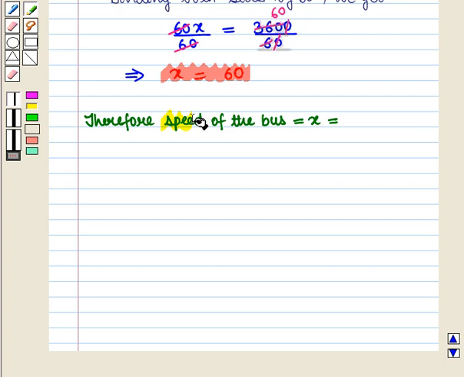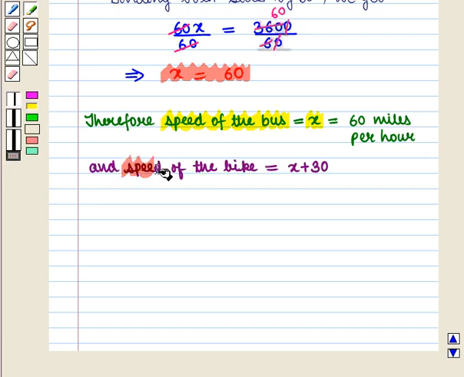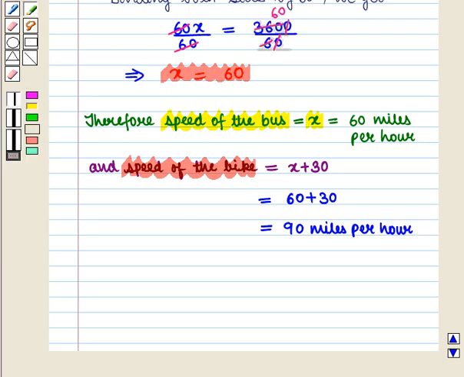Therefore, the speed of the bus, that is x, is 60 miles per hour, and the speed of the bike, which is x plus 30, will be equal to 60 plus 30, that is 90 miles per hour. Thus we have got the speed of the bus as 60 miles per hour and the speed of the bike as 90 miles per hour.